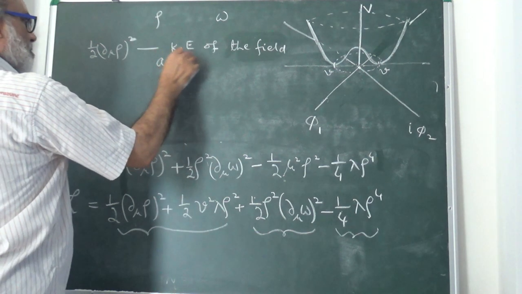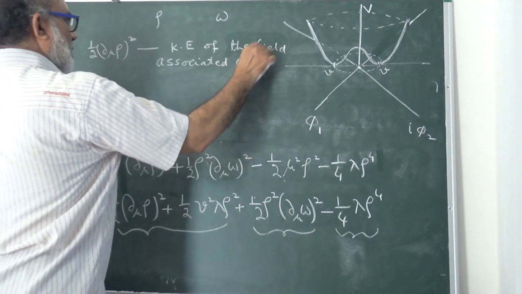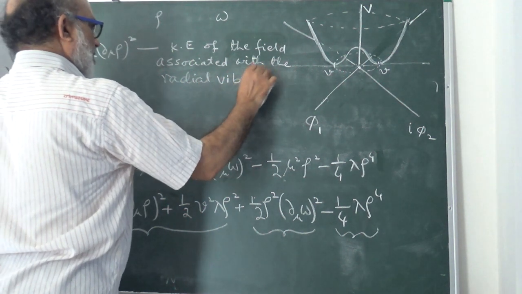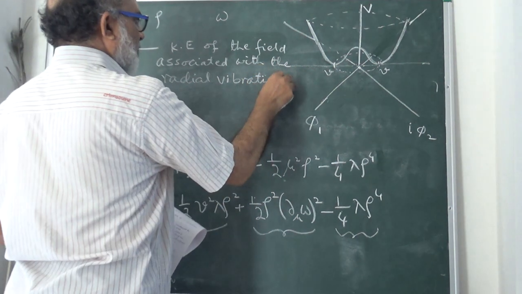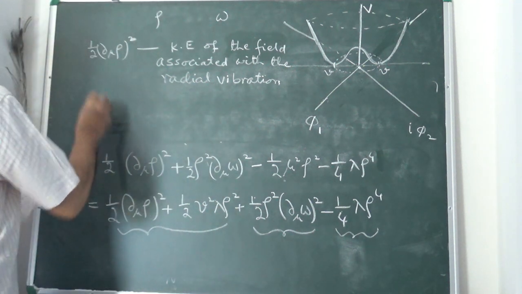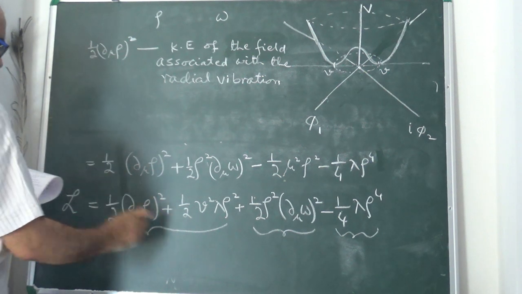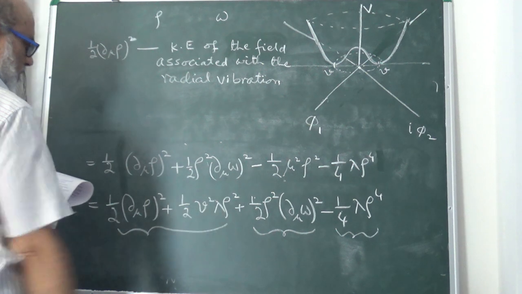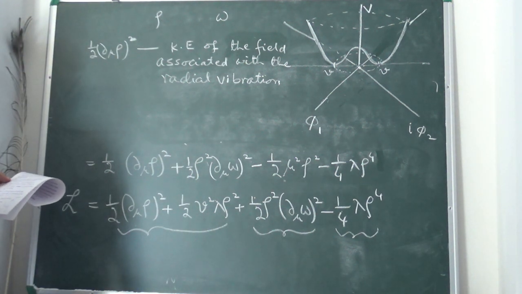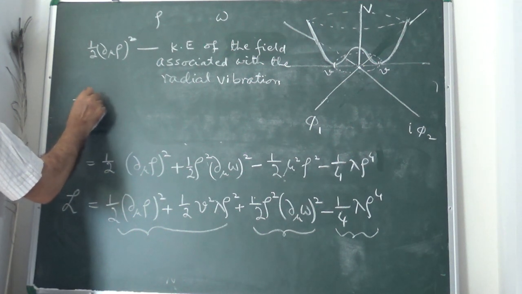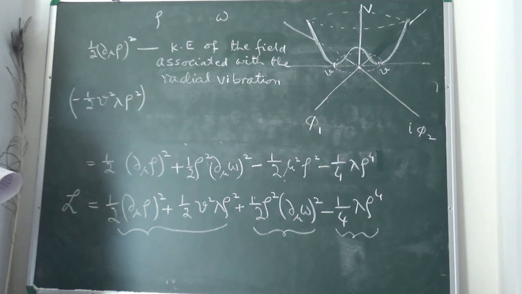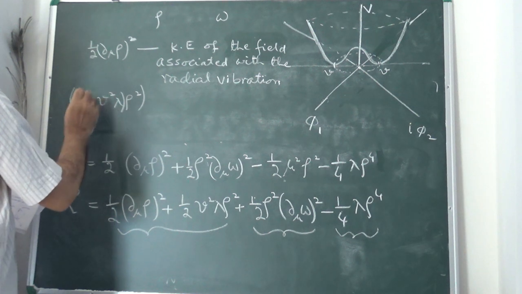associated with the radial vibration. And this is lambda v square rho square. This is the potential energy part of this field. And this is minus 1 by 2 v square lambda rho square, where this is minus.